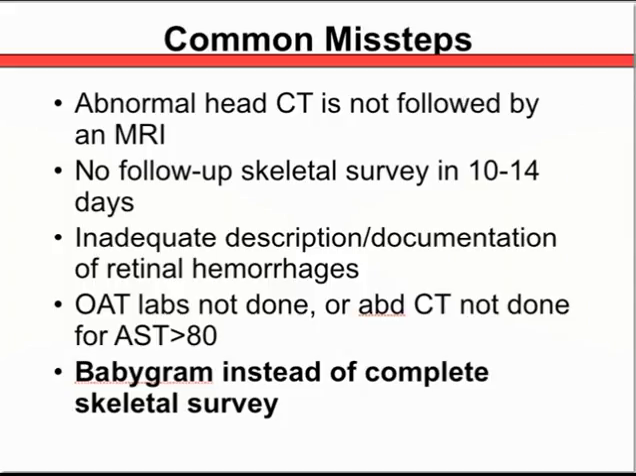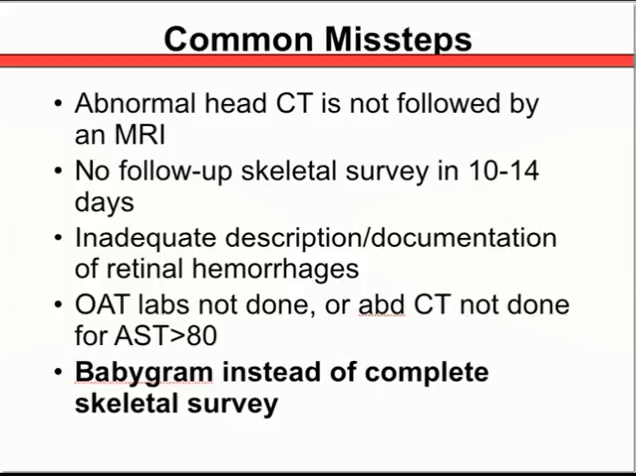Occult abdominal trauma labs that are not done, or when they are done and are abnormal, an abdominal CT is not performed. Again, this speaks to the forensically significant injuries. AST elevations as minimal as 80 can sometimes be an indication of liver injury that can be identified on abdominal CT that, while not clinically significant, can make a big difference in protecting the child.